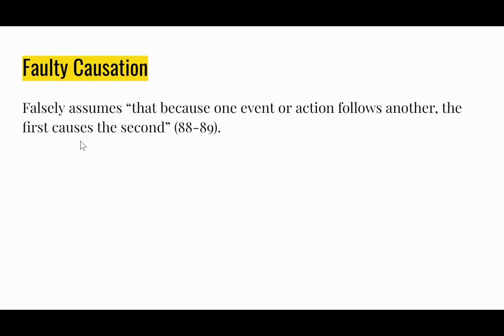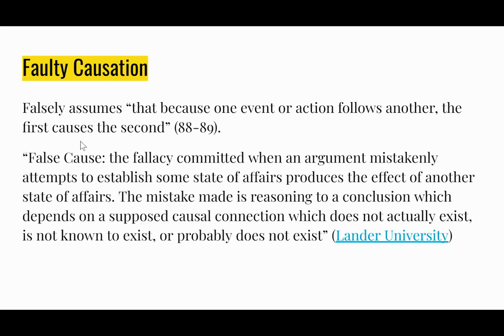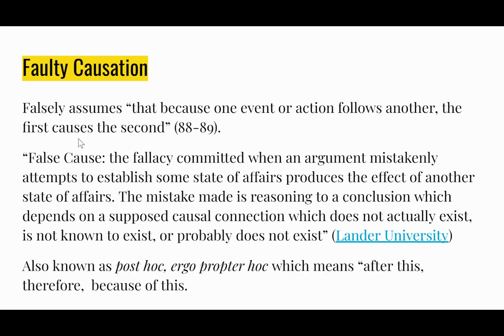The next one is the faulty causation. The fact that one thing occurred and then something else happened does not mean that the first thing caused the second. People are trying to establish a chain of events that says X led to Y. And that doesn't always need to happen. Again, just because one thing occurred and then something else followed doesn't mean that everything else follows from that. It's also known as the post hoc ergo propter hoc. After this, therefore, because of this.